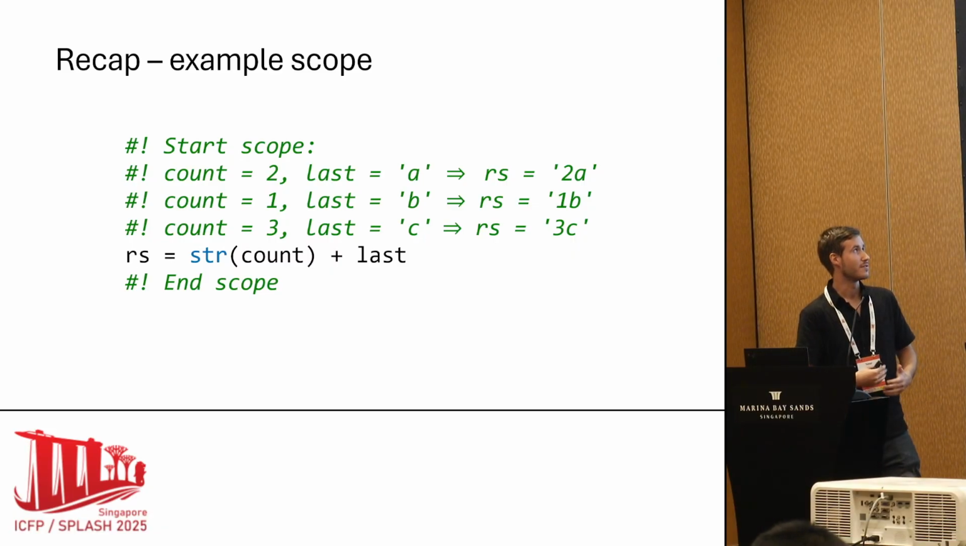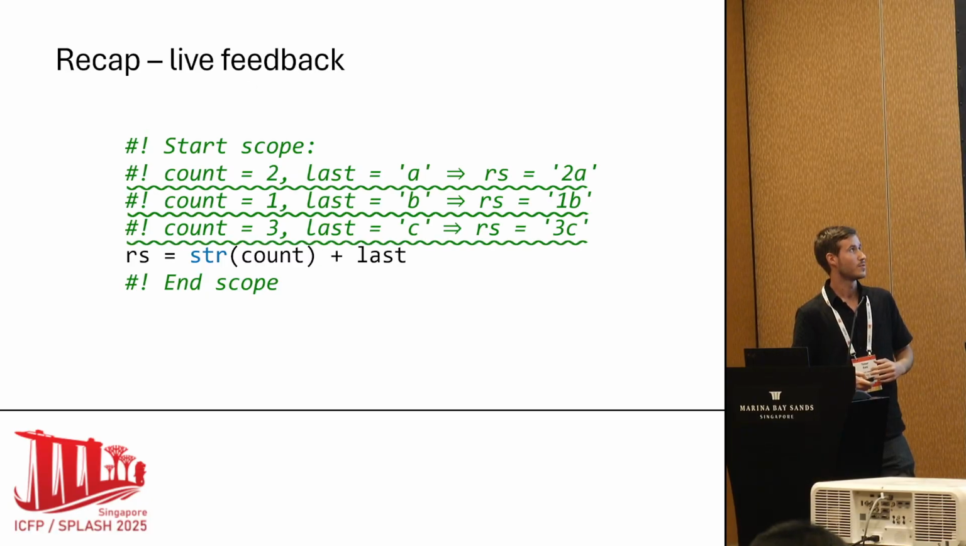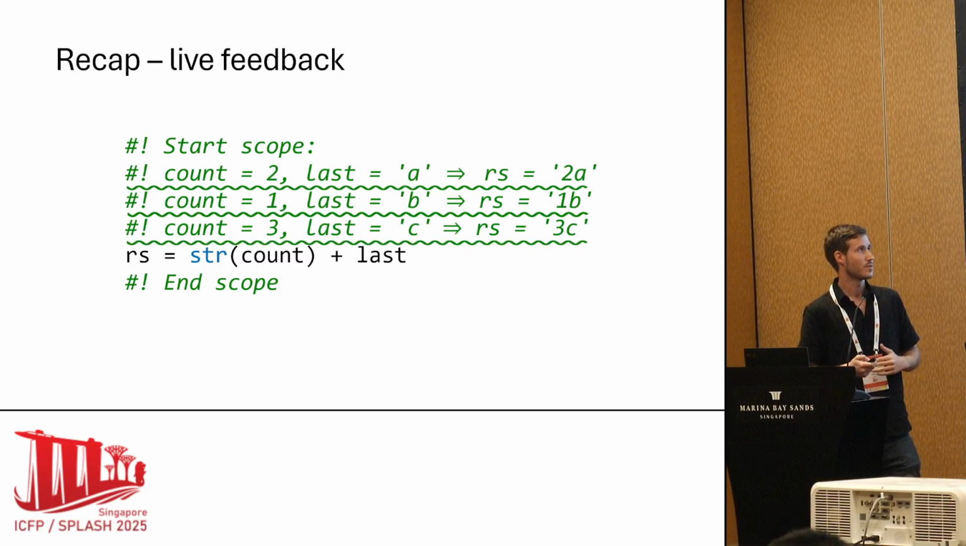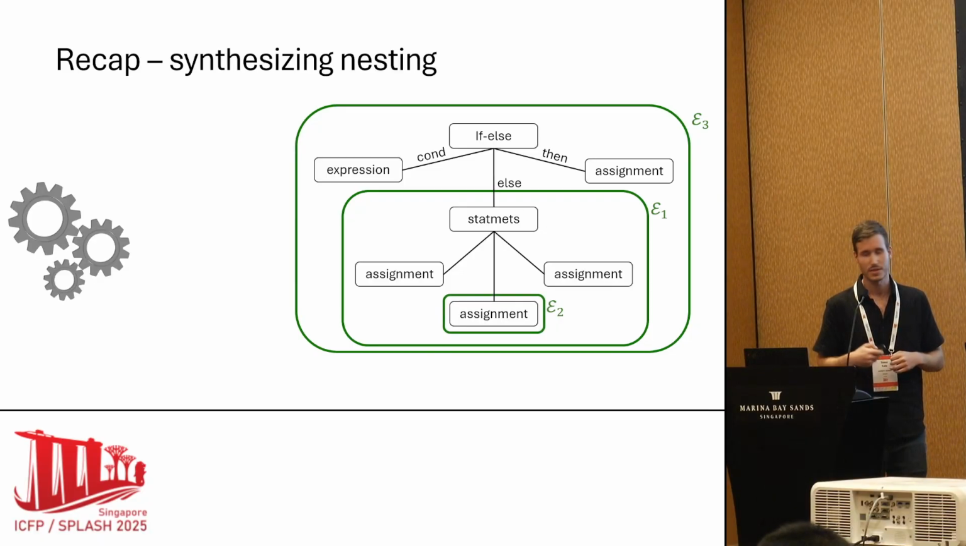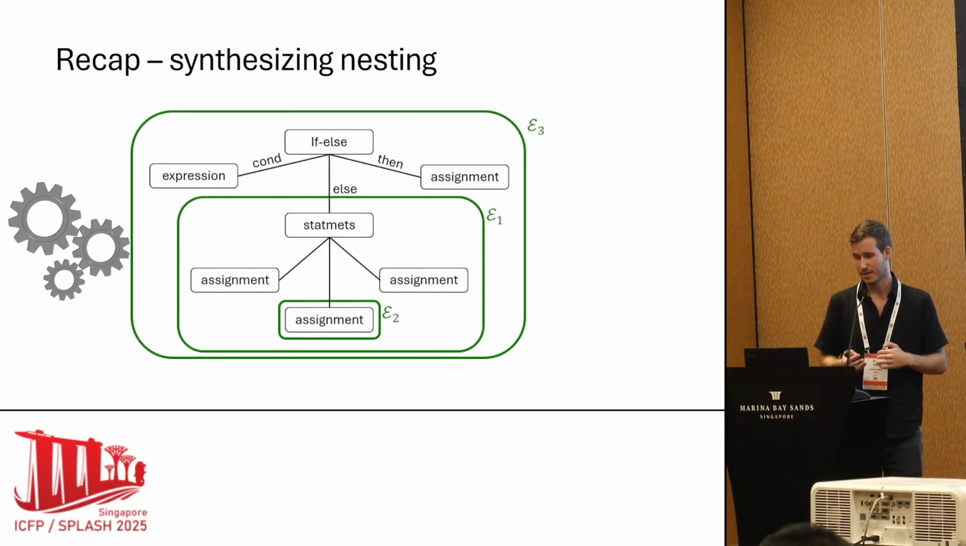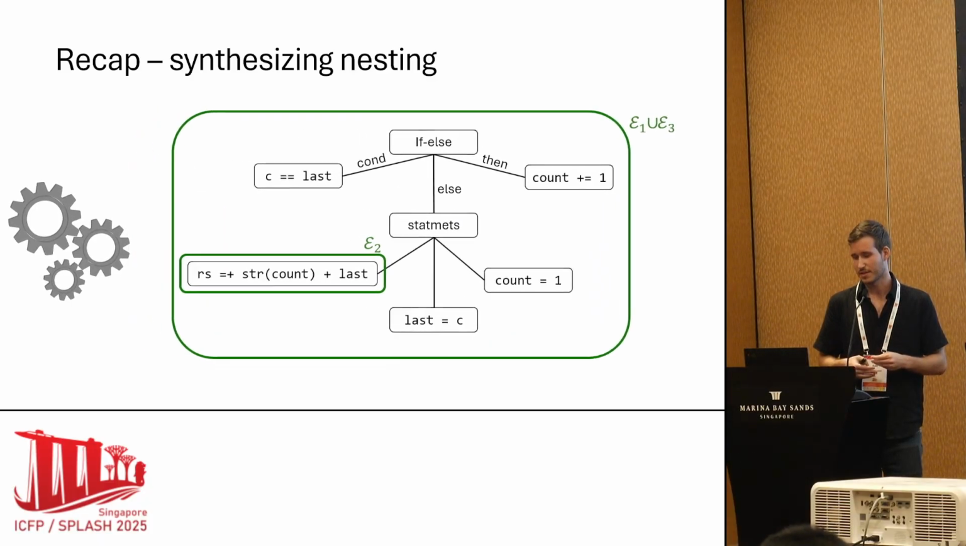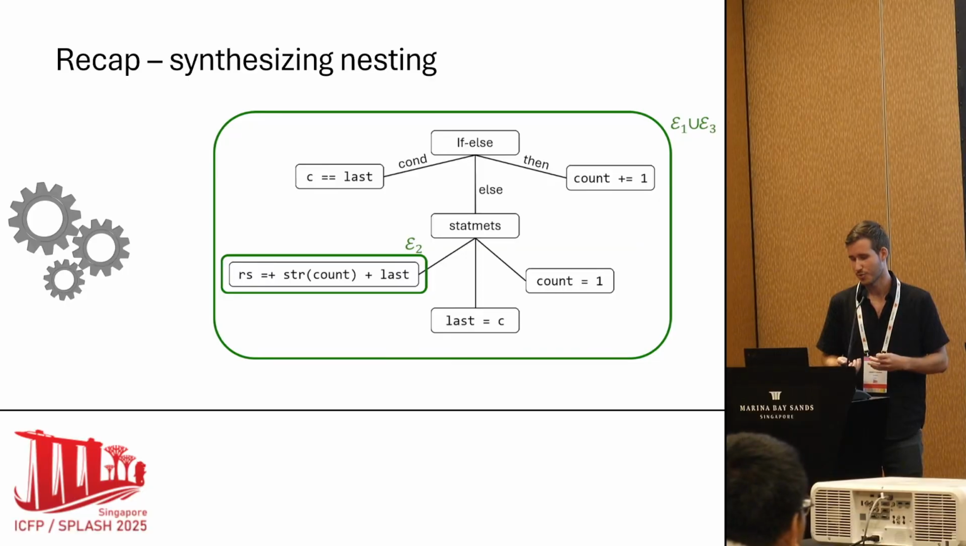We started by leaving example scopes in the code. We added some light feedback. We saw that those example scopes could be nested one in another, and we also saw how we took a synthesizer and made it find a program that satisfies all the examples.